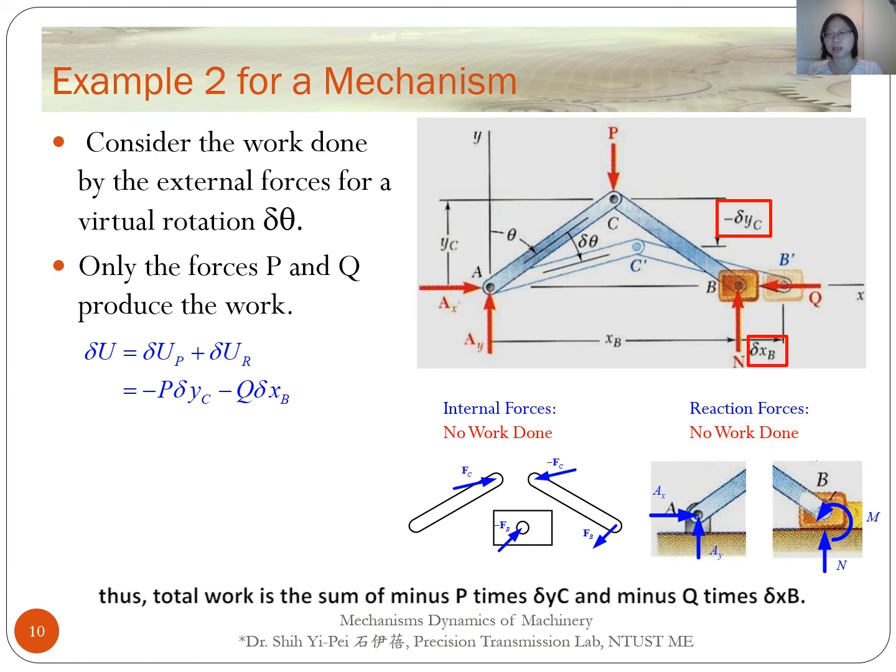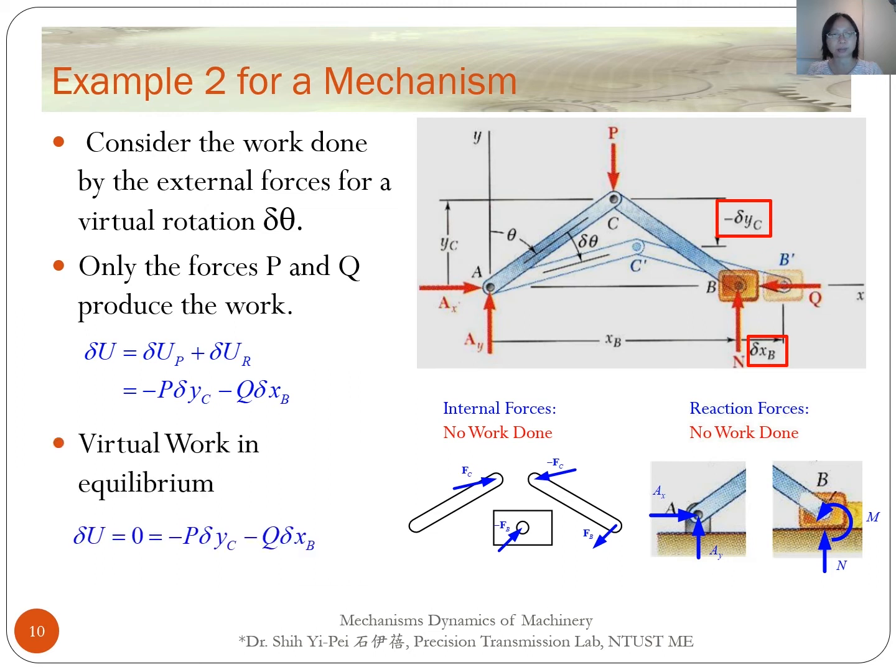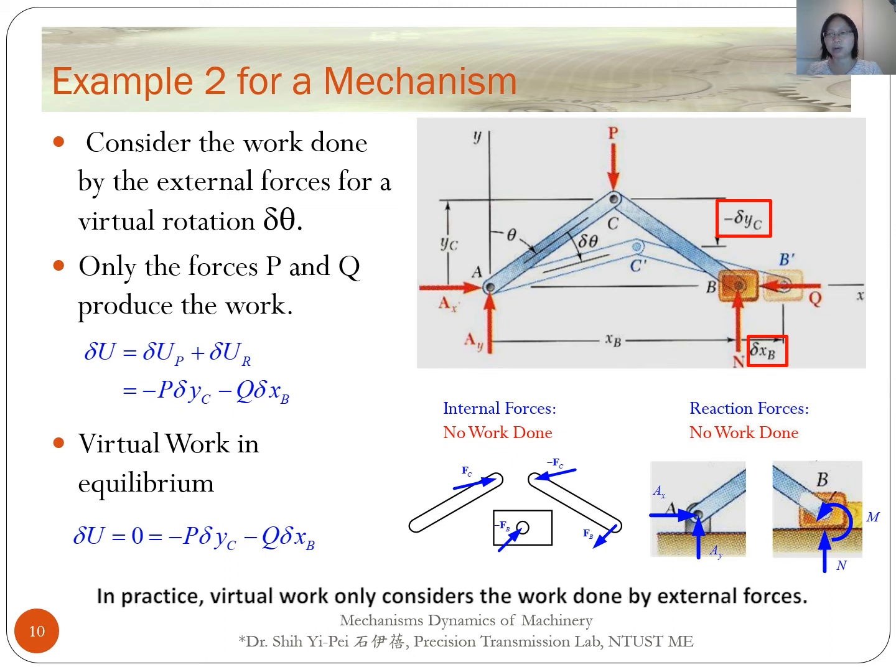Thus, total work is the sum of minus P times delta YC and minus Q times delta SB. If the mechanism is in equilibrium, total work delta U is equal to 0. Force Q can be determined by these equations. In practice, virtual work only considers the work done by external forces. It means that internal forces acting on the mechanism are not involved.